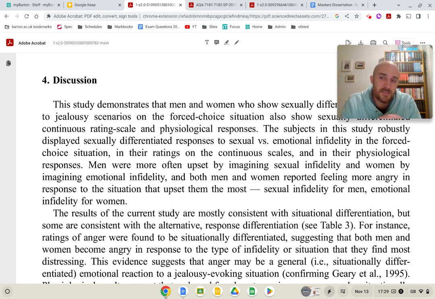Linked to this, and this is the third pillar of discussions, is do the results that you found match those that you talked about in your literature review at the top of the paper? If so, why? If not, why? So that's the third pillar.